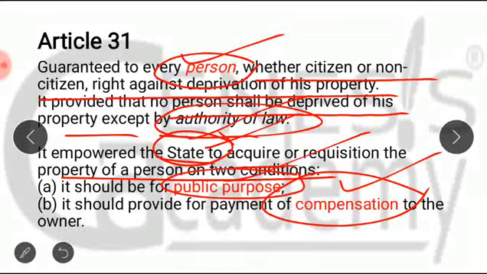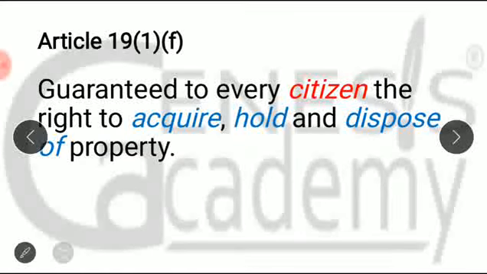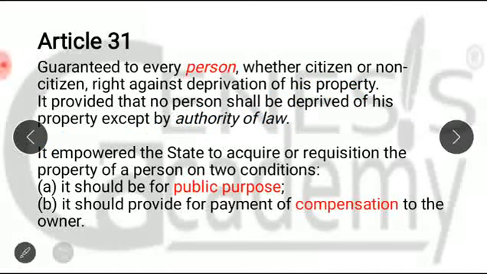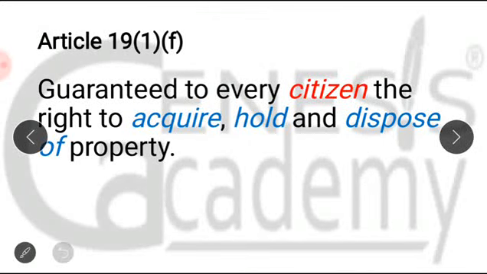That means here, Article 19, Clause 1, Subclause F, it is guaranteed to every citizen, while Article 31 was guaranteed to all the persons, whether citizens or not citizens. Article 19 guaranteed the freedom of acquisition, holding and disposing of the property.